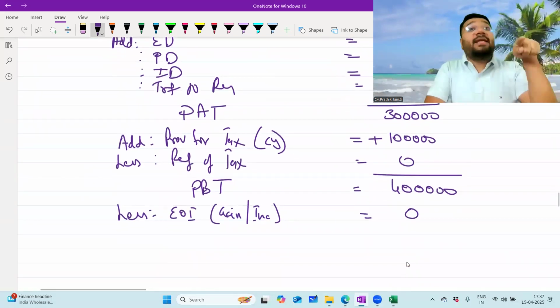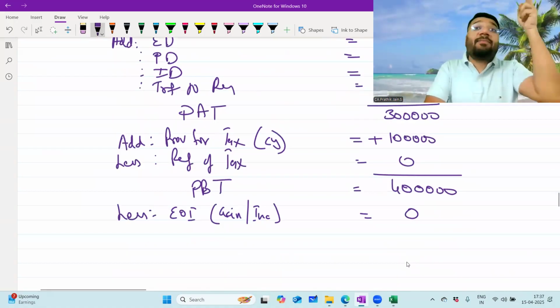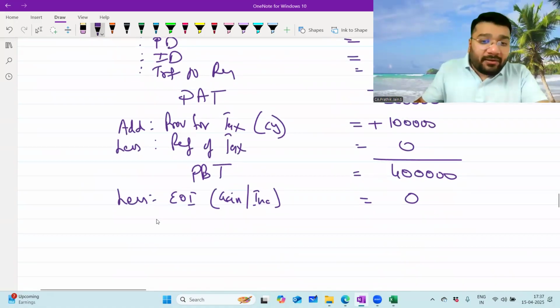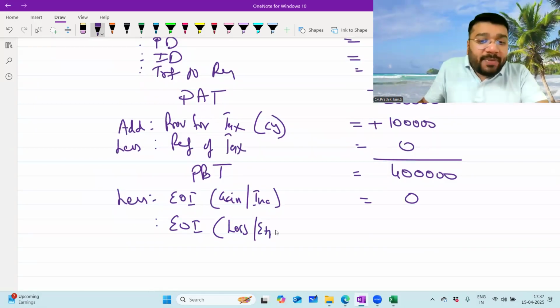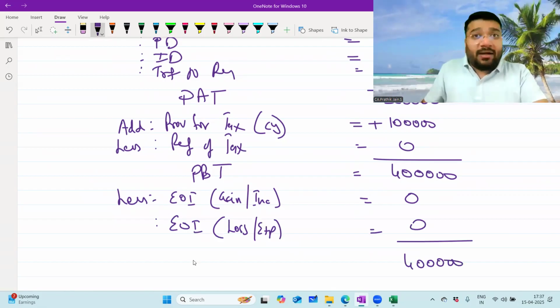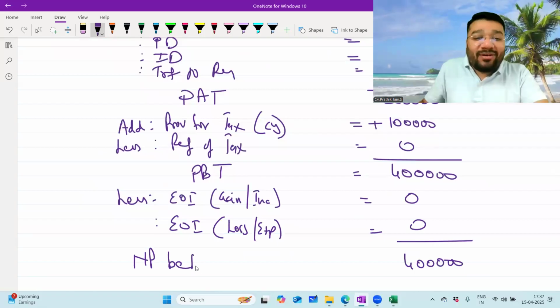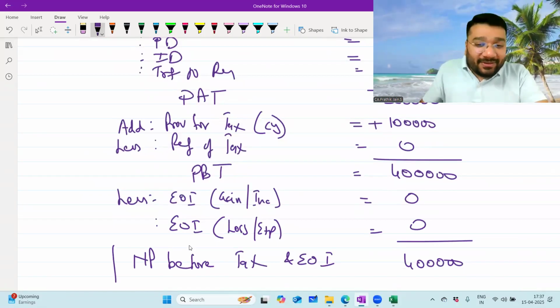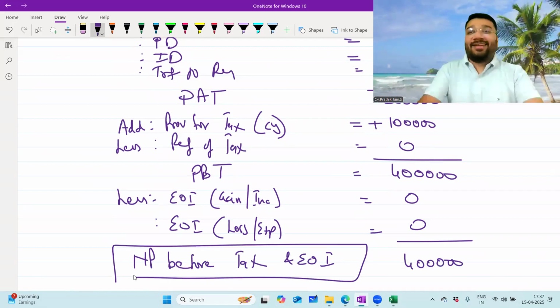Extraordinary item, loss in nature, expense in nature, earlier subtracted. To reverse, now we have to add back. So what do I get now? What is this called? Net profit before tax and extraordinary item. This is what I want, not 4 lakh.